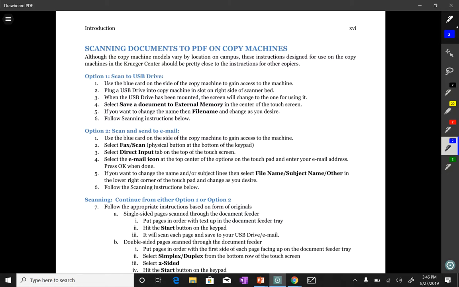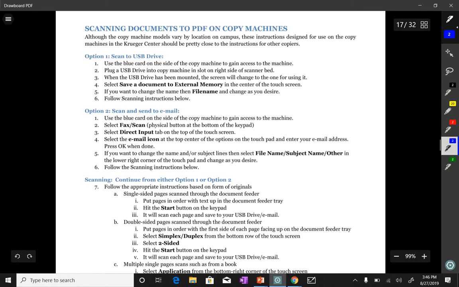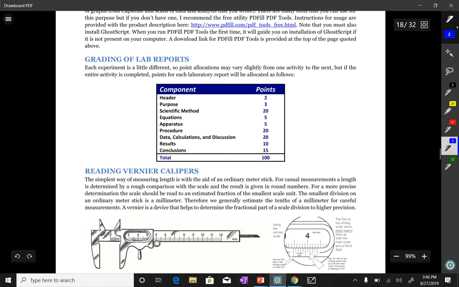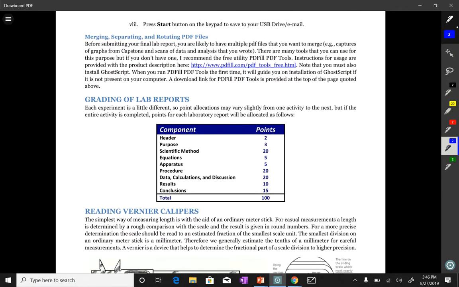Okay, here's some instructions on using the copy machines on campus to scan your documents. In grading your lab report, this is how the grading is going to go. This is all in your lab guide, remember.